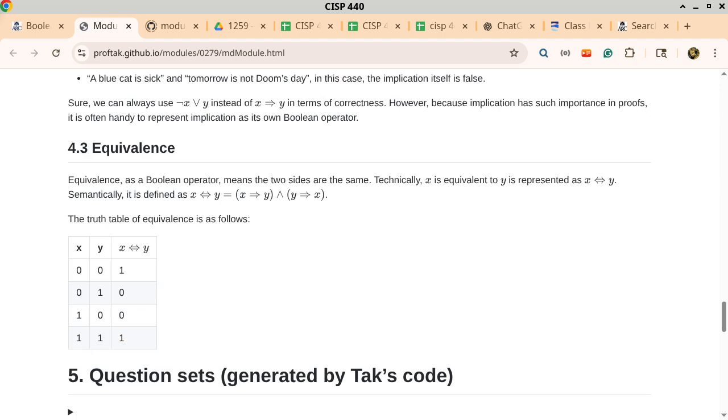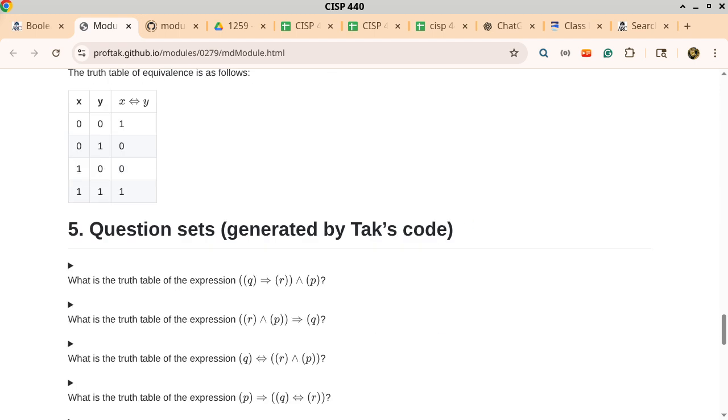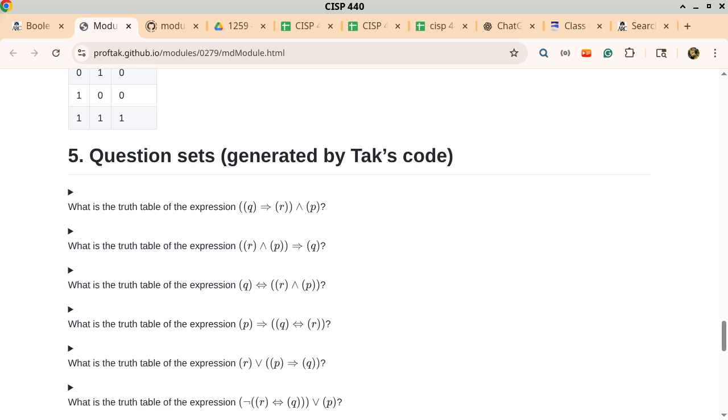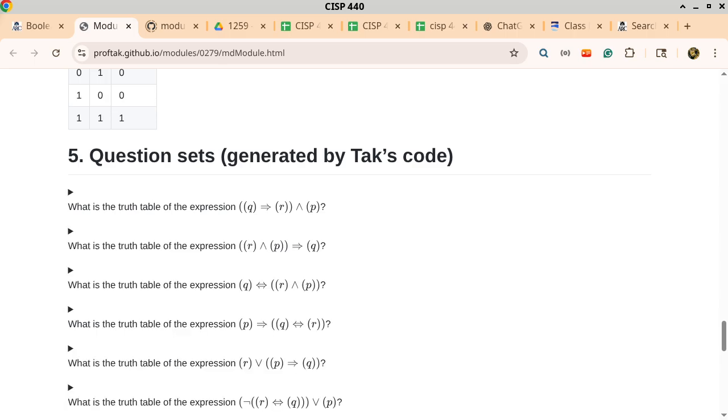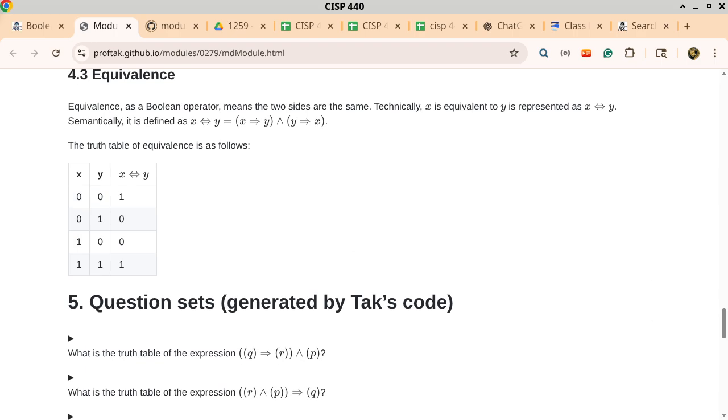Okay, equivalence is defined this way, and there are some question sets here, generated by a program I actually wrote. You can see the question, and if you click on the little triangle, it will show you the answer of the entire truth table. So, yes, that is correct.